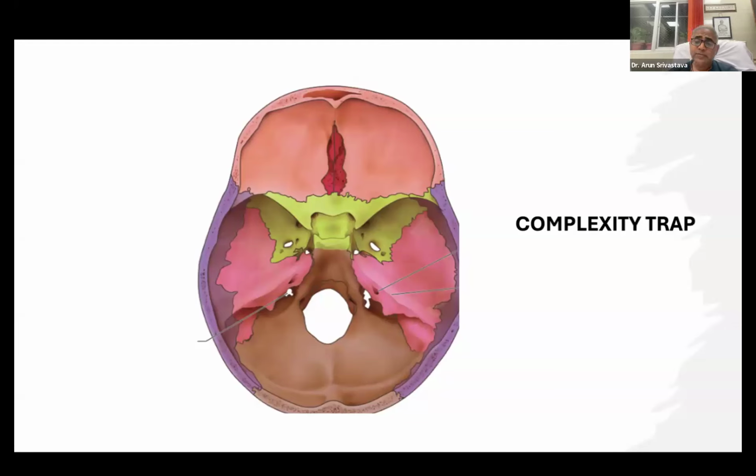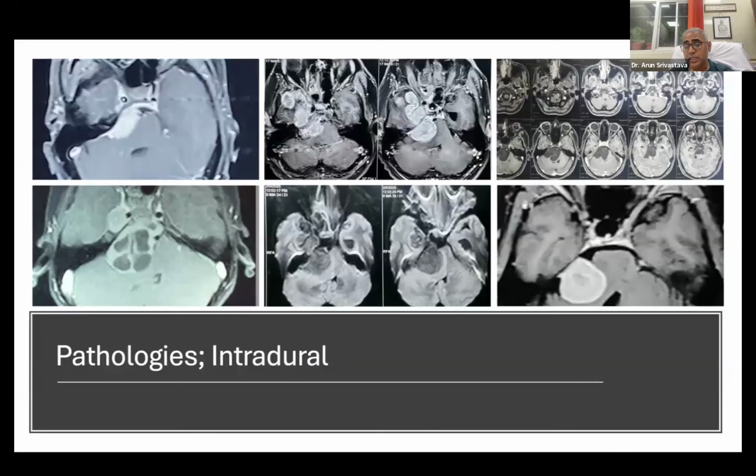So this phenomenon is known in the Oxford Dictionary as a complexity trap, and my young colleagues are gradually getting trapped in this complexity trap. So, Sir has rightly shown the pathologies. Even I would like to attract all my young faculty with the pathologies which can be cured with this anterior petrosectomy approach and are well addressed in terms of good outcome.